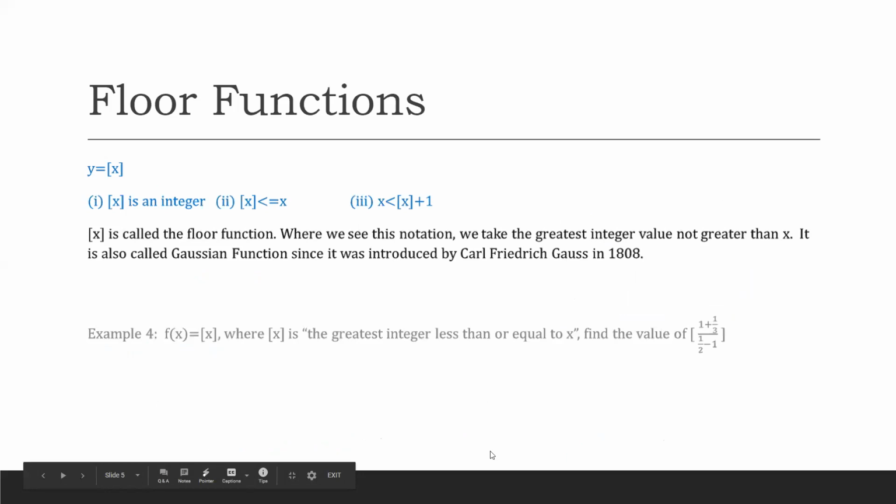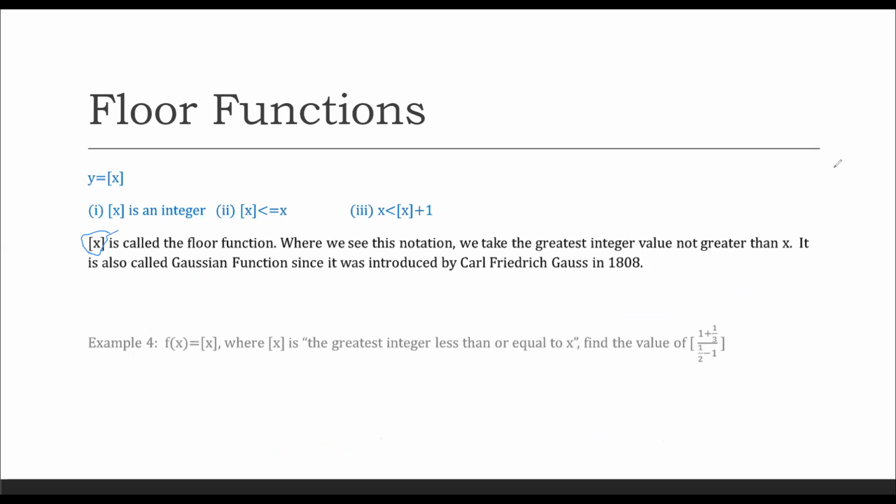You also have the floor function. So it looks like this. And when you see this notation, you take the greatest integer value not greater than x. It is also called the Gaussian function because it was introduced by Carl Friedrich Gauss in the year 1808. So if f(x) is equal to the floor function, where the floor function is the greatest integer less than or equal to x, find the value of the floor of (1 + 1/3) over (1/2 − 1).